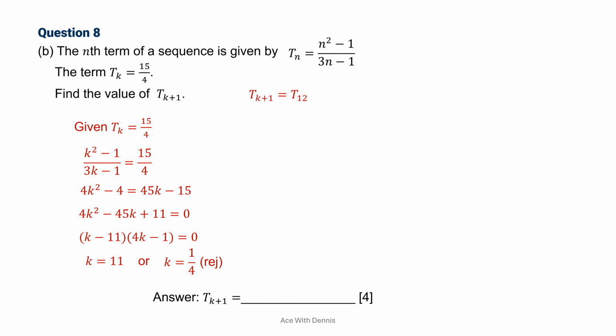Then Tk plus 1 will be T12. We substitute n equals 12 into the equation. We get 12 squared minus 1 over 3 times 12 minus 1. We calculate the value, we get 143 over 35. Or we can leave the answer in the proper fraction, which is 4 and 3 over 35. Hence, the answer is 4 and 3 over 35.